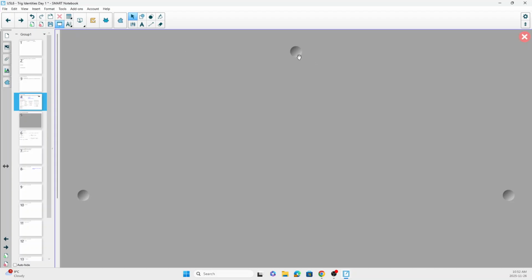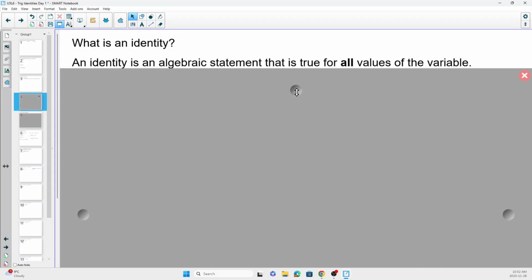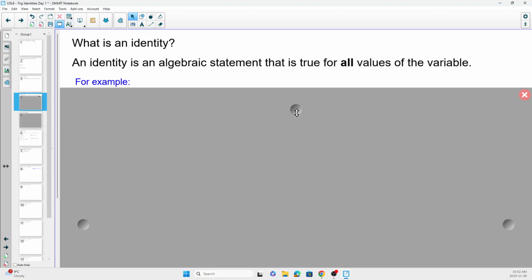What is the difference between an equation and an identity? An identity is an algebraic statement that is true for all values of the variable. And when I say the variable, we mean the independent variable. No matter what independent variable we put in, we will get the same value back out every time.